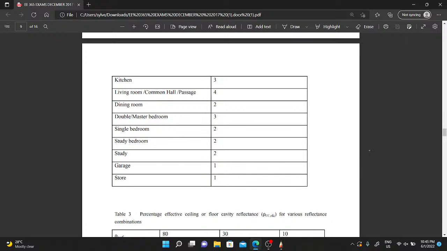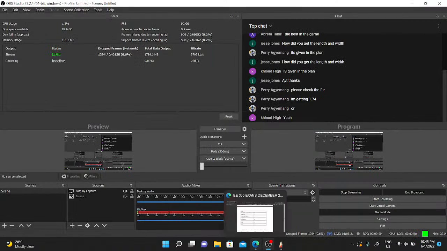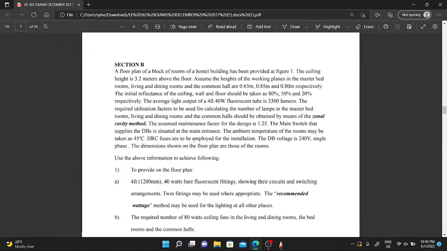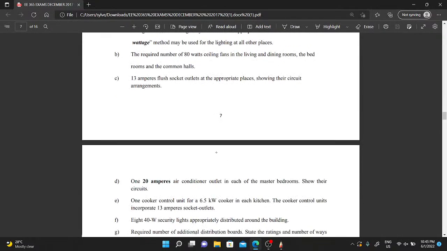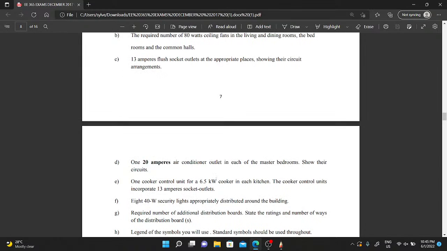Common hall will have 4 too. Living and dining will have 4. Passage will have 4. A normal single bedroom will have 2. Then our master bedroom will have 3. So you just make a table and refer here. You can just redraw the table, and when you are answering the questions, copy the values from that table and fill it there.